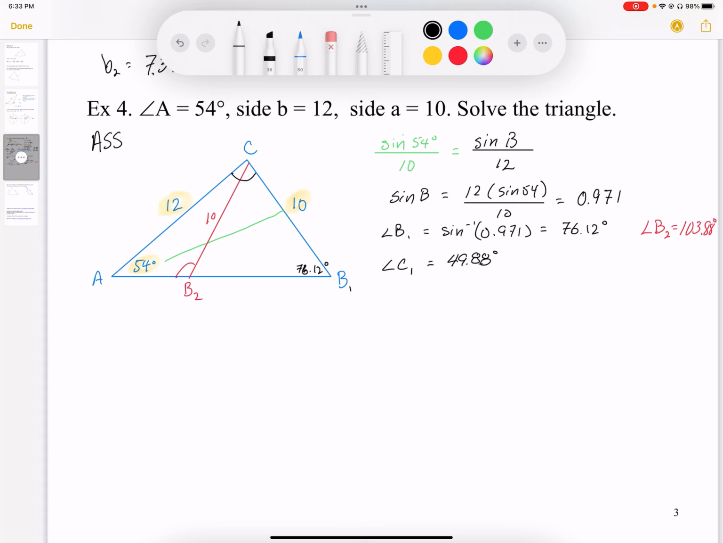Okay, I've got now that big angle. That angle is going to be 49.88 degrees, and that allows me then to solve for the other side here, side length C, which I'm going to call C1. So writing it this way, side C1 over sine of angle C1, 49.88 degrees, is going to be equal to my original pair: the side length of 10 over the sine of 54 degrees. Side length is on top, the sine is on bottom. I'm going to solve for side length C.